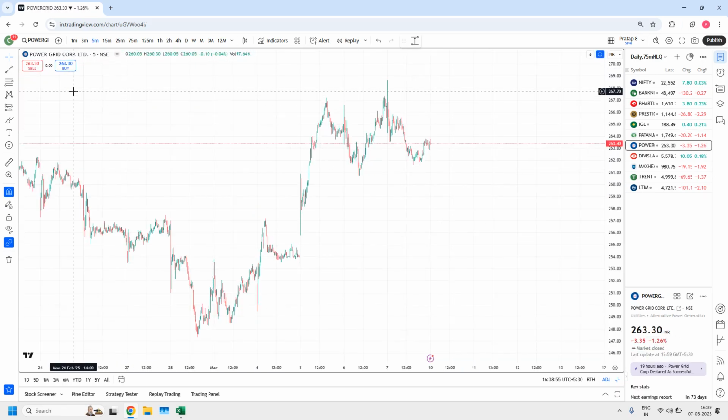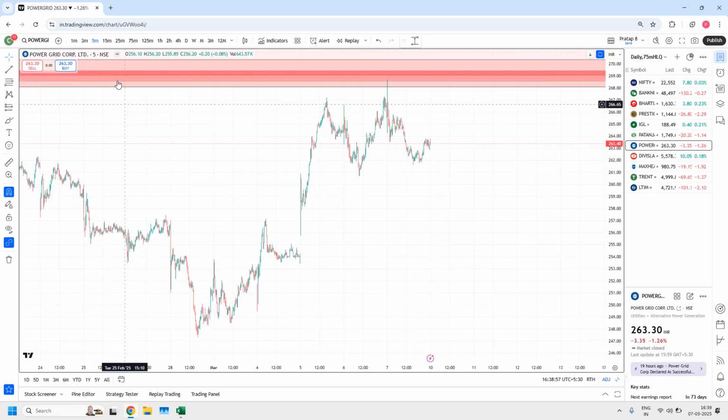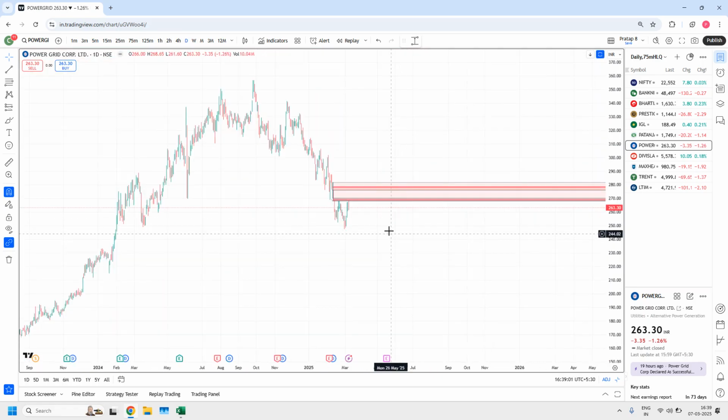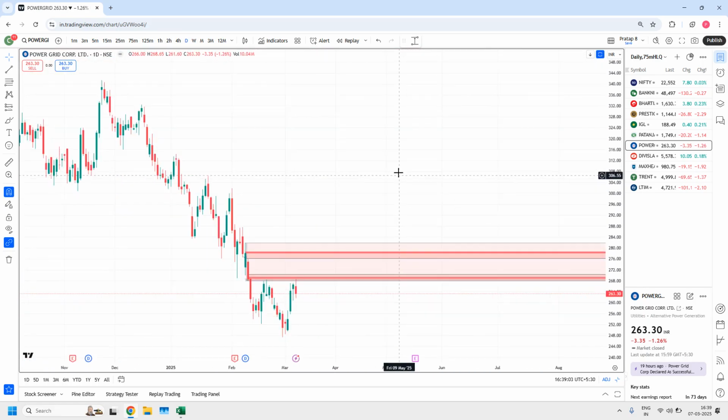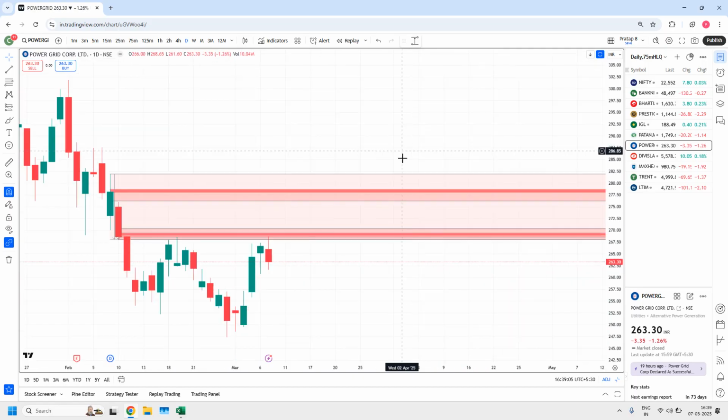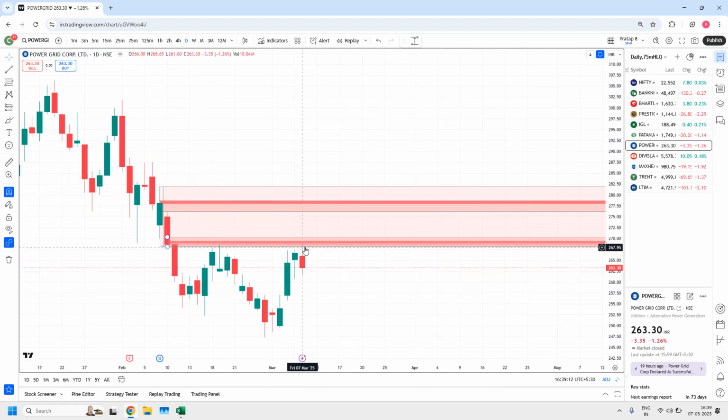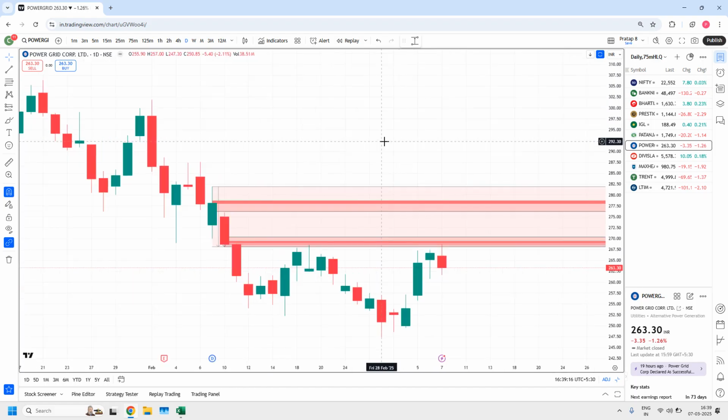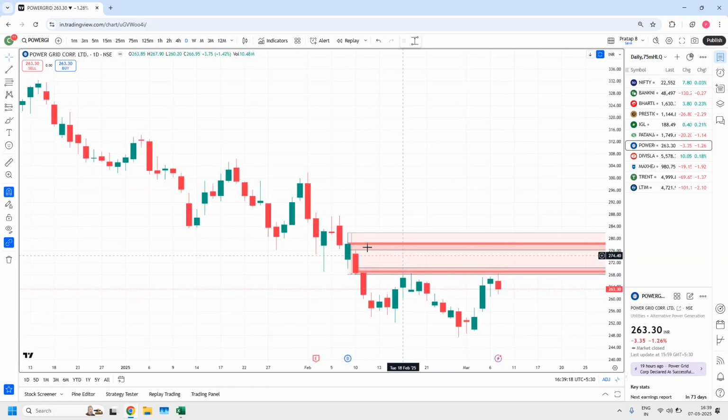Next one is Power Grid. Power Grid is a daily high liquidity supply zone. It looks like prices came near to this zone, right? But it did not. And even if it is near, you can't plan a trade because that is a 9:15 1 minute candle. That I will show you. And this is a daily zone.